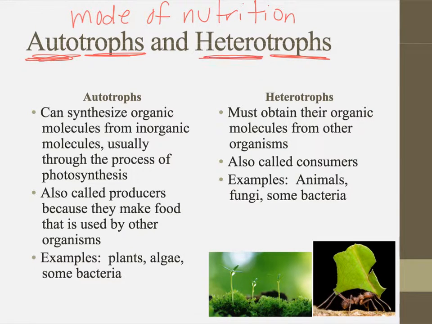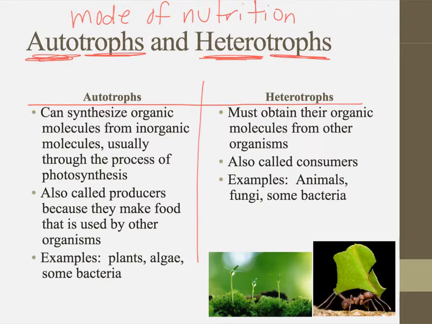Hetero means different. So these organisms have to eat different organisms. They're feeding on other organisms. So here's the information that you need for a nice T-chart comparing autotrophs and heterotrophs. Okay, so autotrophs can synthesize organic molecules. So synthesize meaning to make organic molecules, like let's say glucose, from inorganic molecules. And this is usually going to happen through the process of photosynthesis.